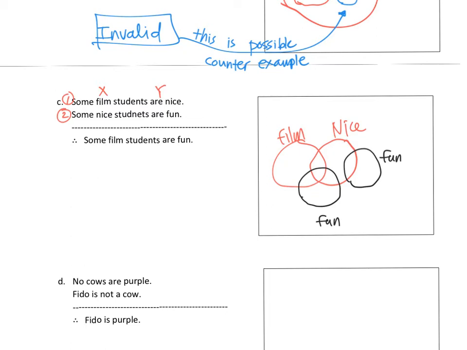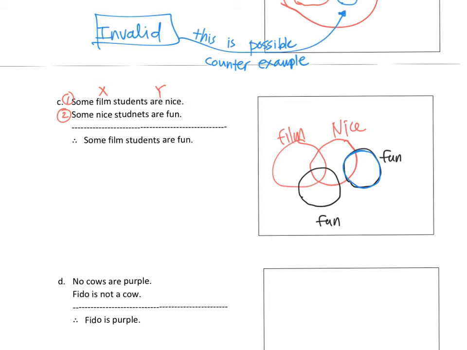The conclusion says some film students are fun. So I want to see if I can find a counterexample, because if I can find a counterexample, then the argument is invalid. It says some film students are fun. What's the negation of that? No film students are fun. So what if you are here? What if this was the case, right? Then fun and film, they don't have anything in common. That means no film students are fun, right?